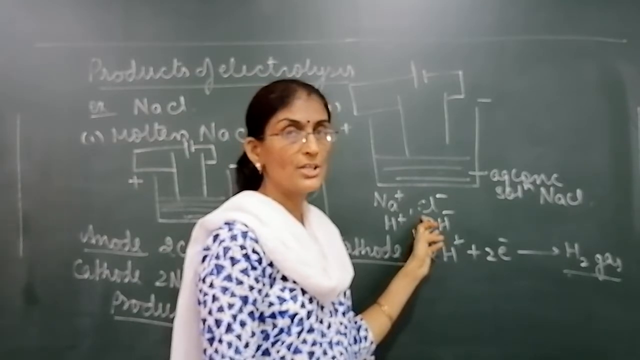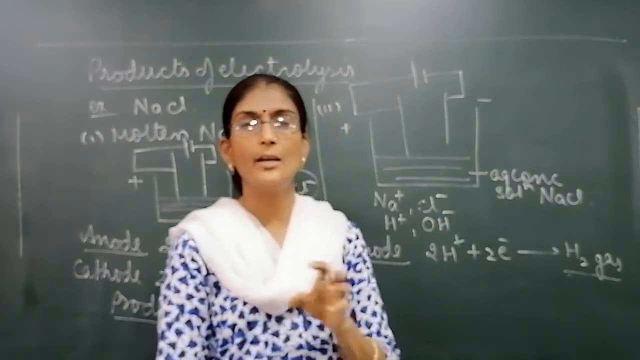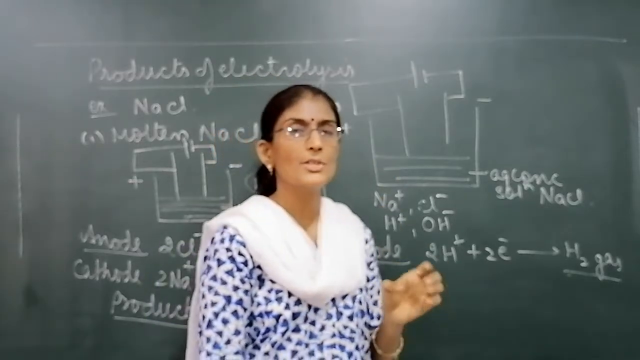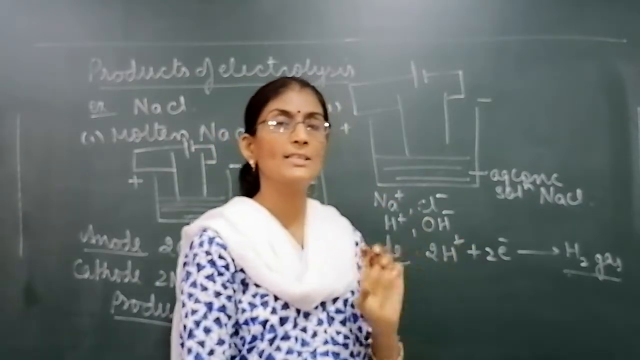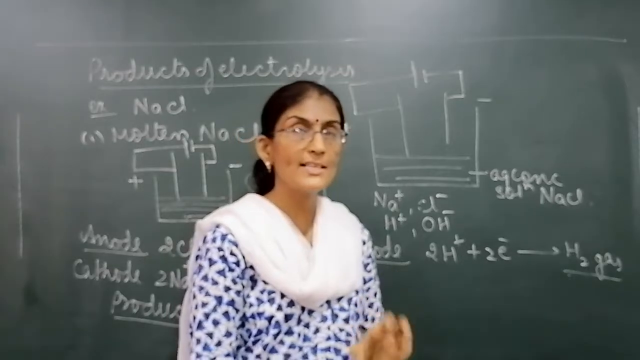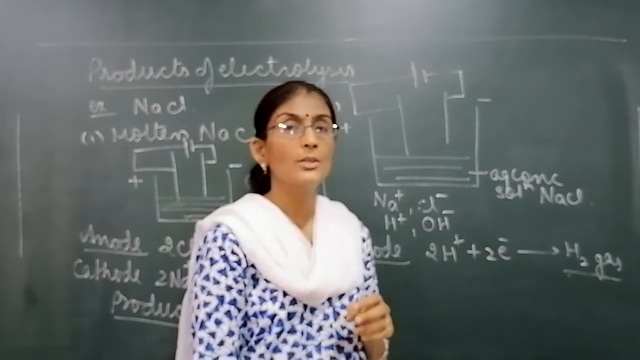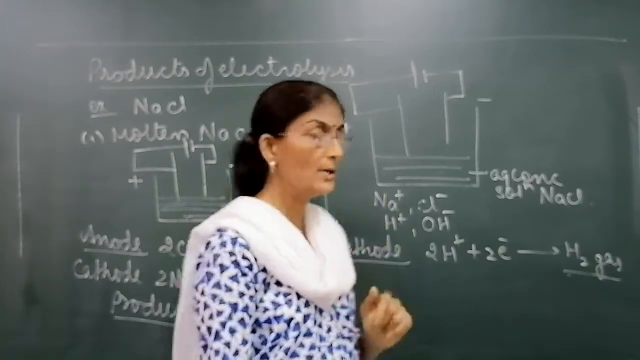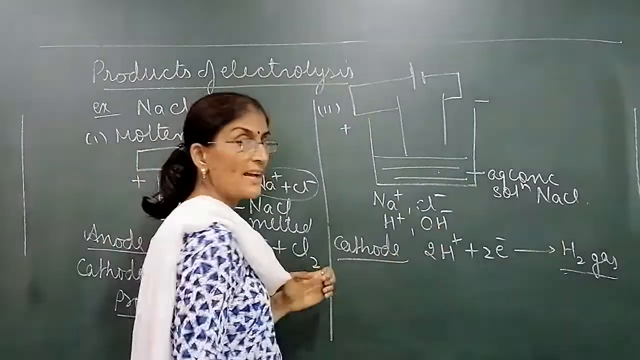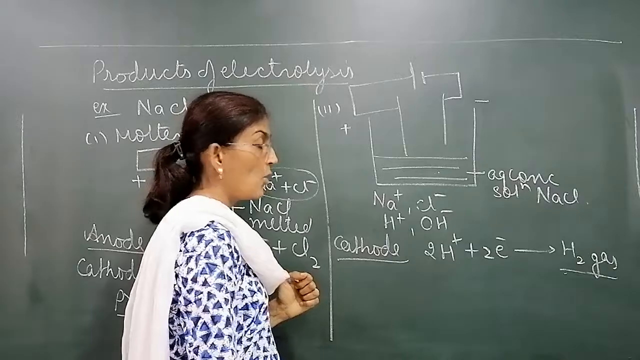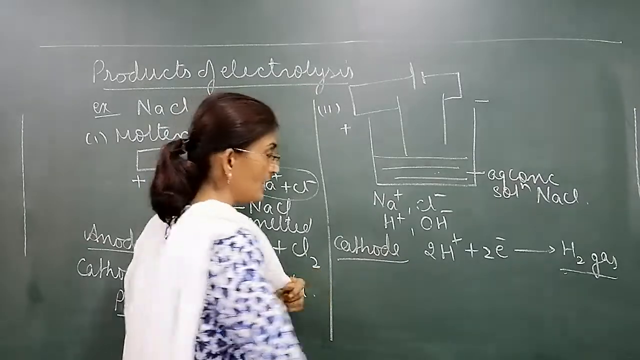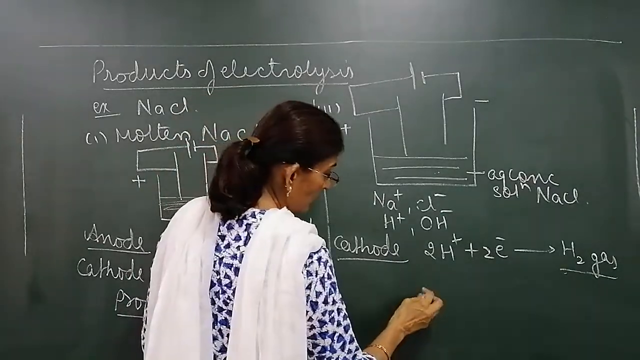Due to overpotential. This overpotential you will study later on in higher classes. Just for this particular case only this is applied. So what is the reason why this chloride ion is not moving towards anode? Due to overpotential. Clear? So this OH minus will move there and oxygen gas is produced in it. How this OH minus will move?